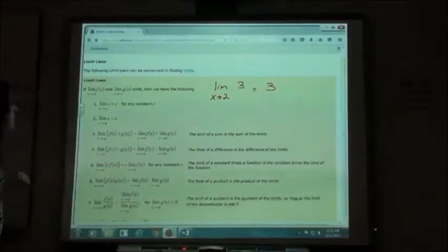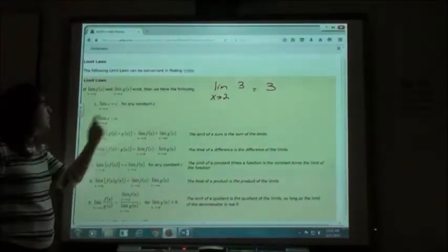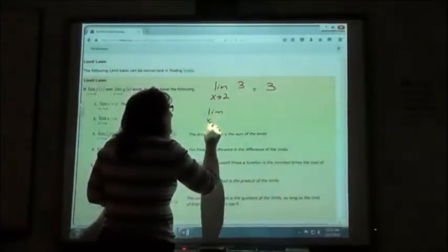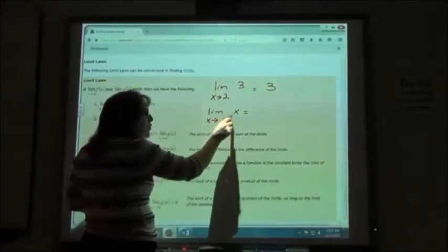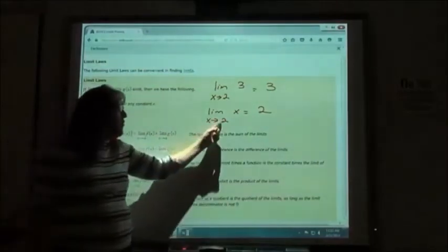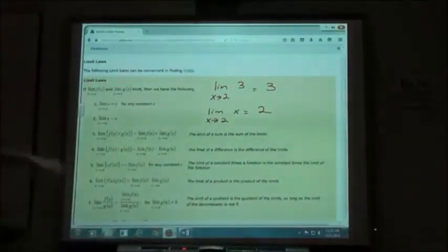The second one says if I have the limit as x approaches a of just x, I'm going to get an a. If I have the limit as x approaches 2 of x, what I'm doing is putting 2 in for the x, and so my answer is going to be 2. If x were 5, I would get 5. Now the rest of these first ones are kind of weird.